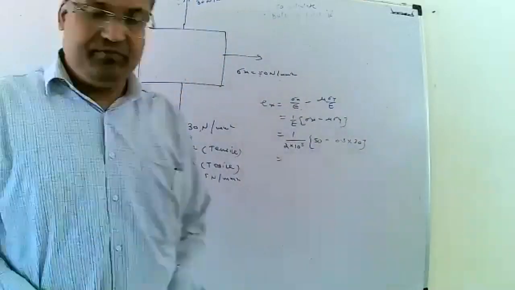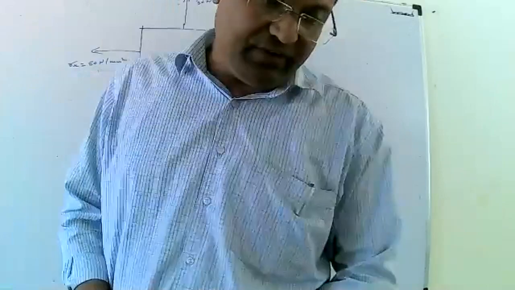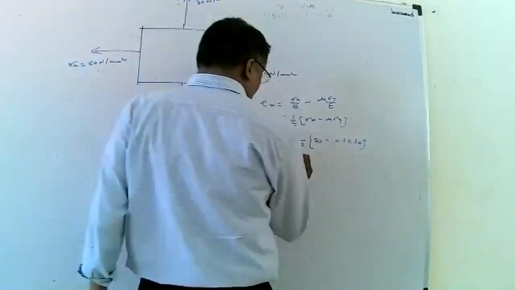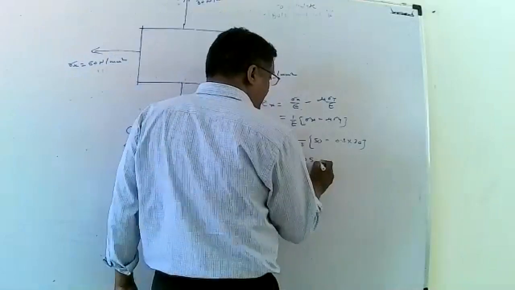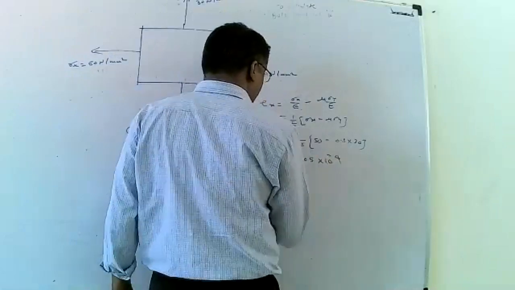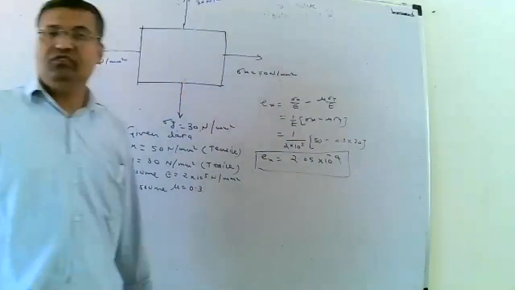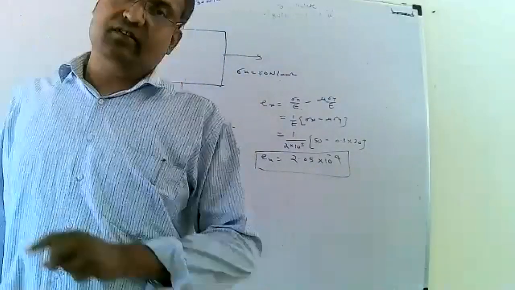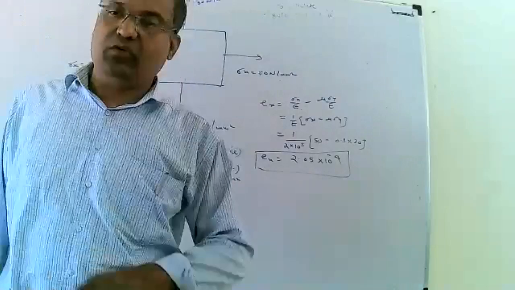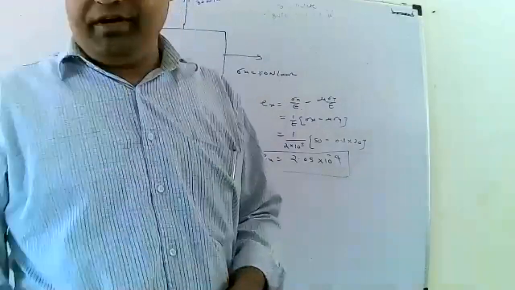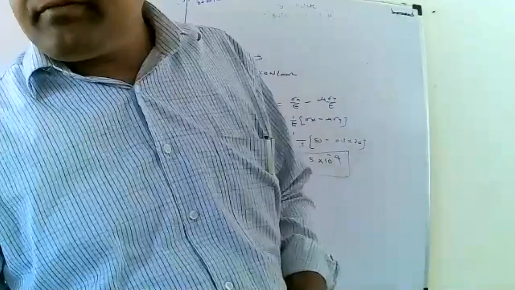You just do the simplification, and then after simplification we find out the value of Ex: 2.05 into 10 raised to minus 4. This is the value of Ex. It has no unit. Strain has no unit. It is a dimensionless quantity. Okay? It has no unit.